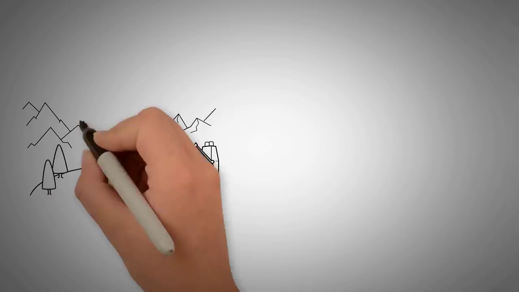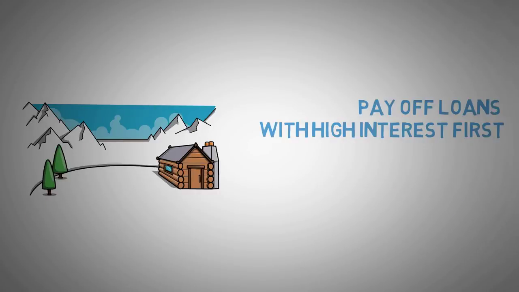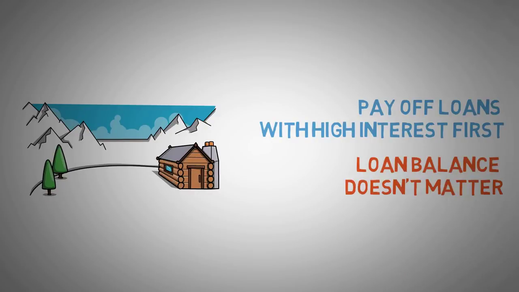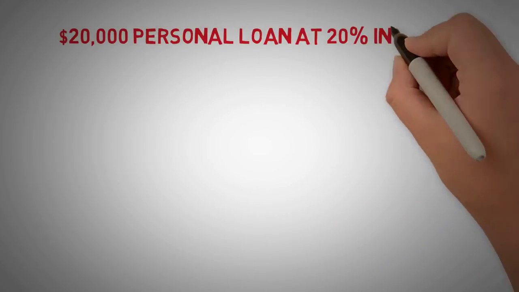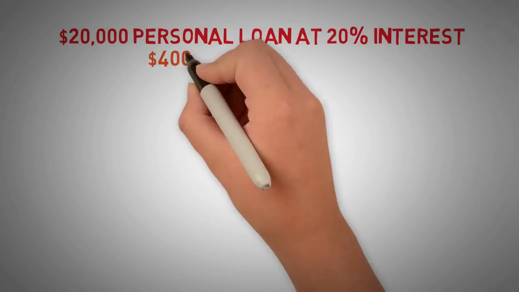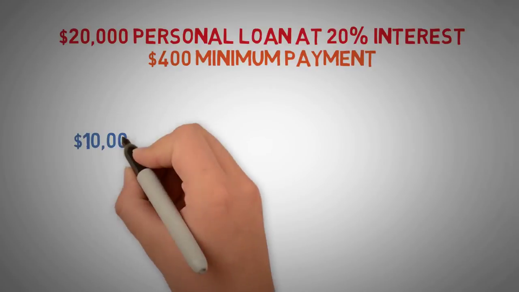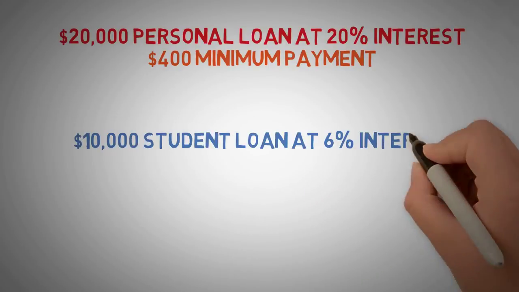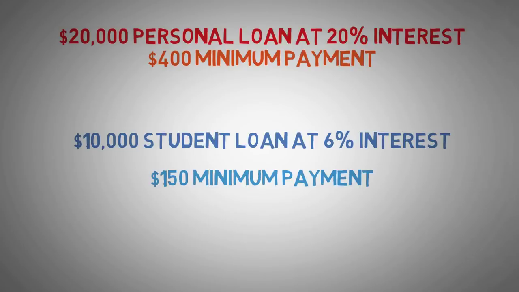Firstly, the debt avalanche is when you pay off your debts in descending order from the highest interest rate to the lowest. This means the balance on each debt is irrelevant. For example, let's say you have a personal loan with a balance of $20,000 and the interest rate is 20%. Here, the minimum payment is $400 per month. You also have a student loan of $10,000 at 6% interest with a minimum payment of $150.